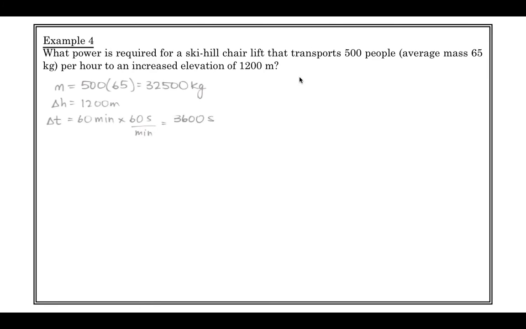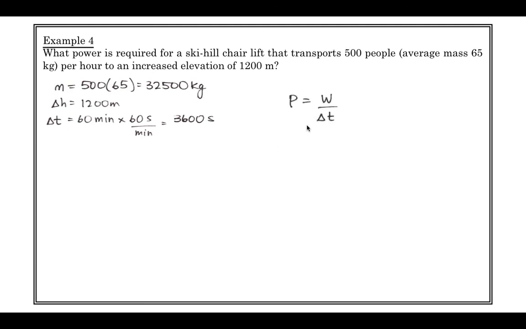All right. Well, here's what we know. The total mass that this thing's going to transport is 500 people times an average of 65 kilograms each. So you get 32,500 kilograms. That's how much mass this thing is moving. The change in height is 1,200 meters. Okay. And the time that it does this in is 1 hour, so 3,600 seconds. I've converted the 1 hour into seconds because I need to be working in meters, kilograms, seconds. Okay.